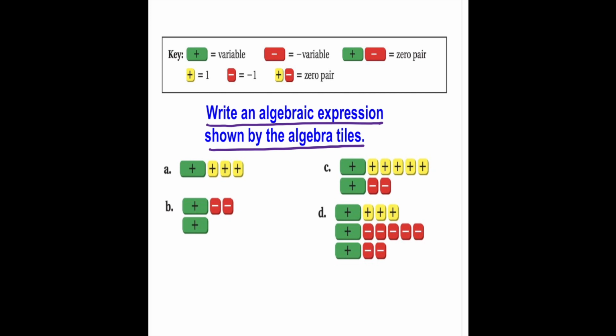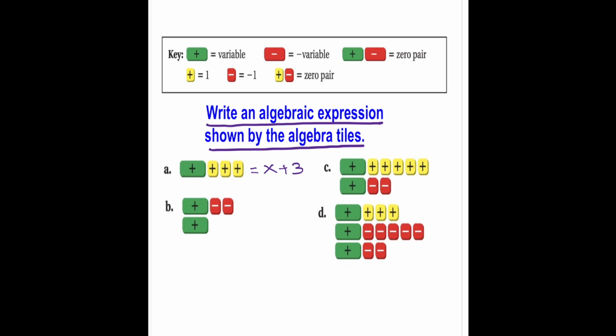So the first expression, you can see that's a positive variable and we have 3 number tiles. So this is equal to x plus 3. You can use any letter for the variable. I just used x. So that is x plus 3.